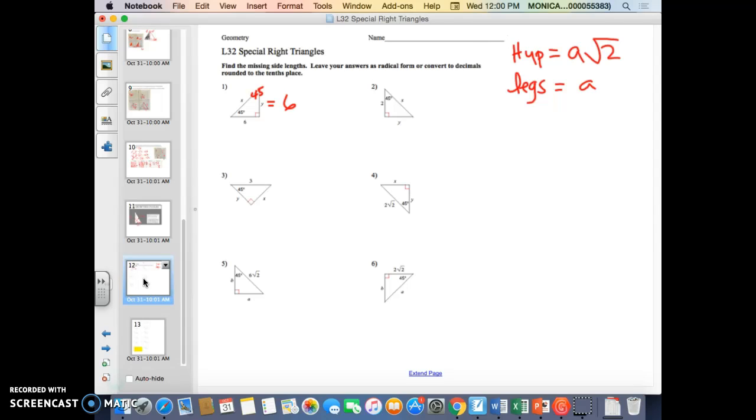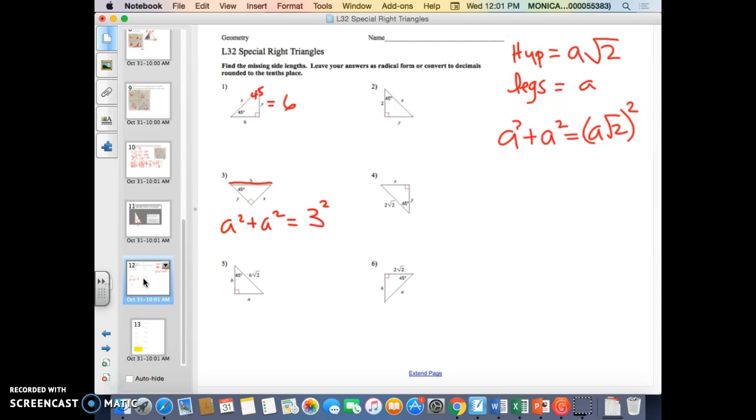All right, so number 3, we can look again. Well, now we're given the hypotenuse. So if we're going to set this up, it would be A squared plus A squared equals the hypotenuse, which is A times the square root of 2, squared, right? Just to let you know how this is working out. So in this case, we know that A squared plus A squared is going to equal 3 squared.